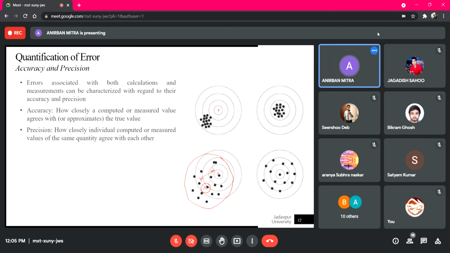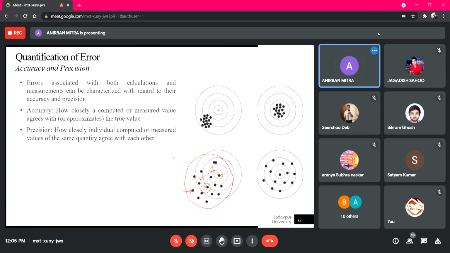If you consider a single value, not all of these together, then this result is very accurate, whereas this one is quite inaccurate. But to get a sense of the precision, you need to consider all of them together. And if you take all of them together, you see that there is a scatter. The results are scattered over a large range, and hence this one is not precise enough.